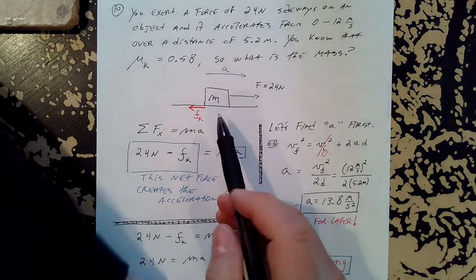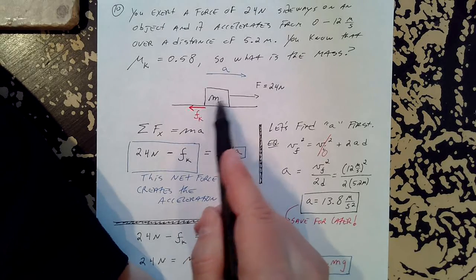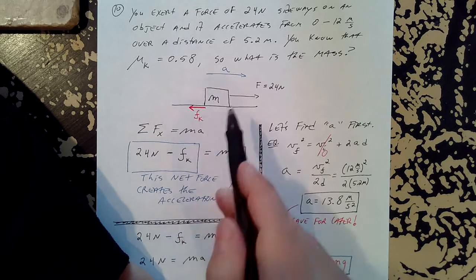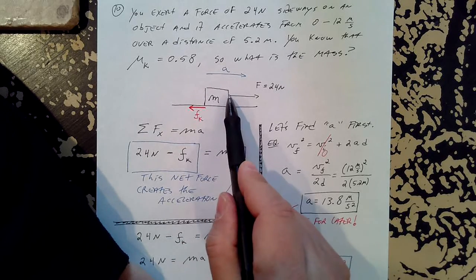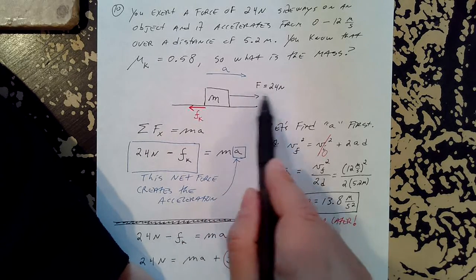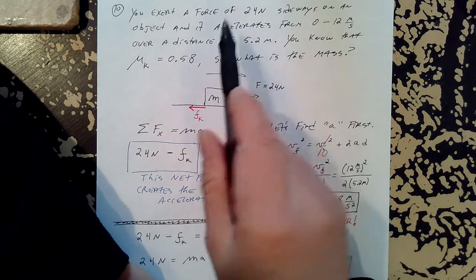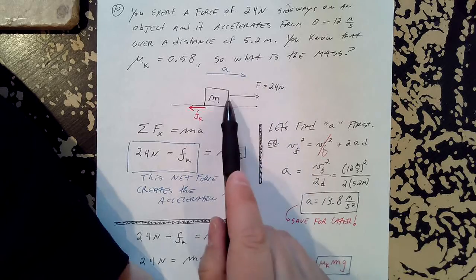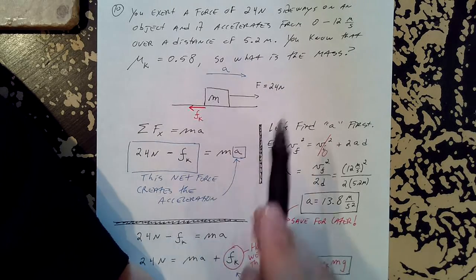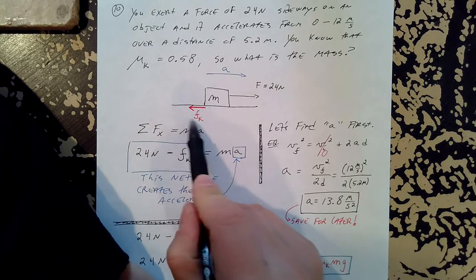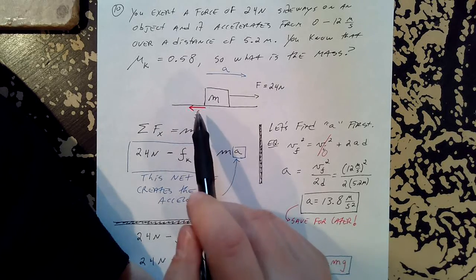Okay, so just a quick sketch. Here's my object. I'm making it a box, labeling it M for mass. I don't know what the mass is. I do know that there's a force of 24 newtons pulling it, right? That's the force that's being exerted on the object, okay? Friction is resisting in the other direction, and it's kinetic friction.